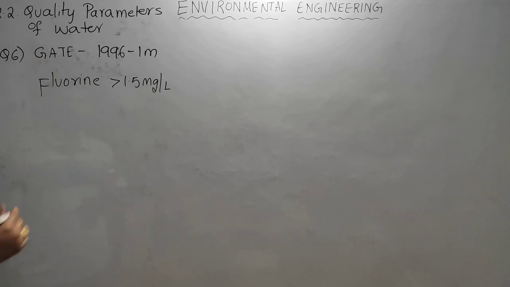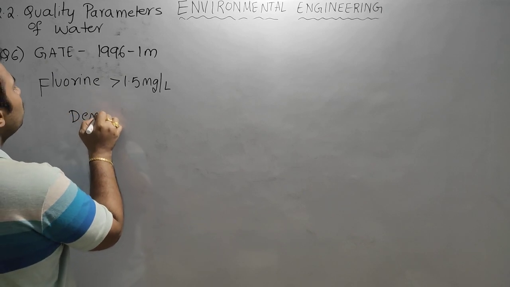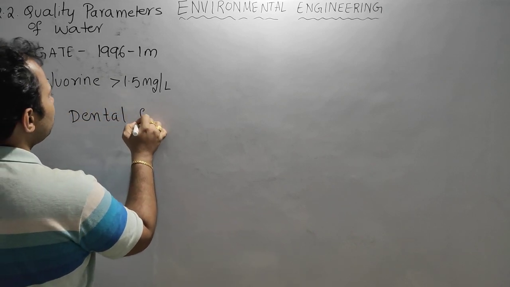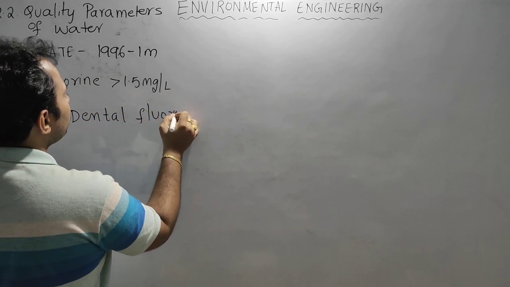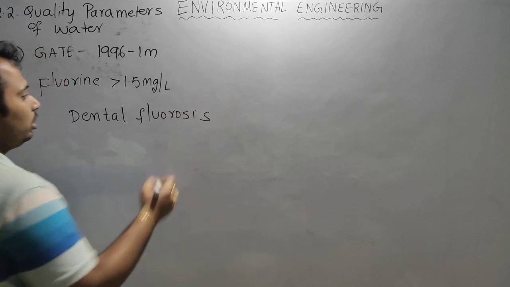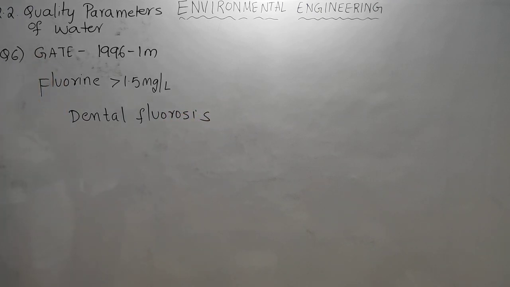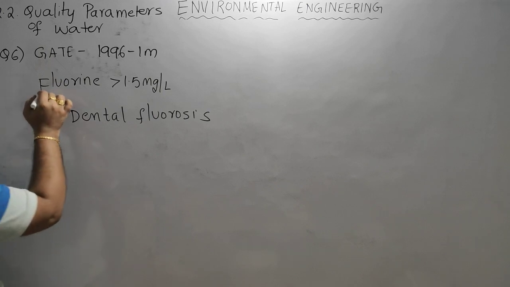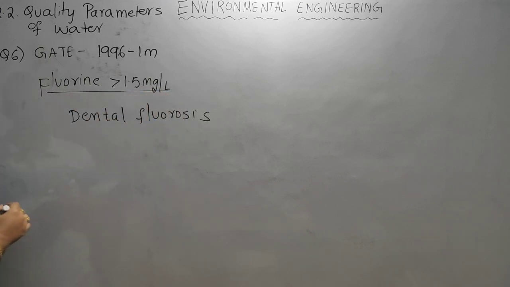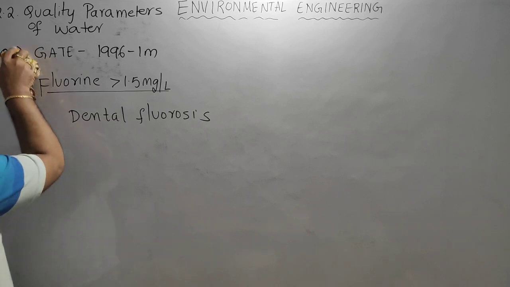It causes dental fluorosis. So this is the answer: fluorine greater than 1.5 mg per liter causes dental fluorosis. Question number 7. This is GATE 1997, 1 mark.